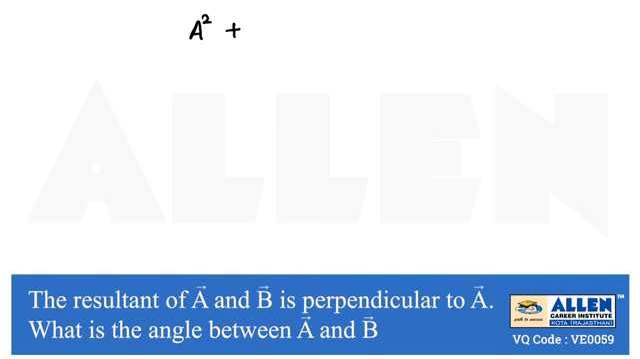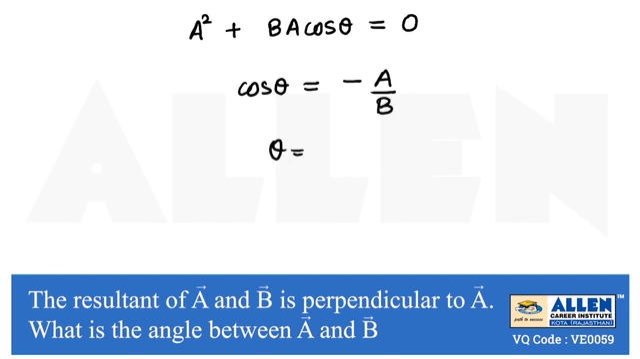And B dot A can be written as BA cos theta, and the given condition is that this is equal to 0. So on solving this, we will get cos theta is equal to minus A over B, or theta can be written as cos inverse of minus A by B. So theta is the angle between A vector and B vector, which was asked in the question.